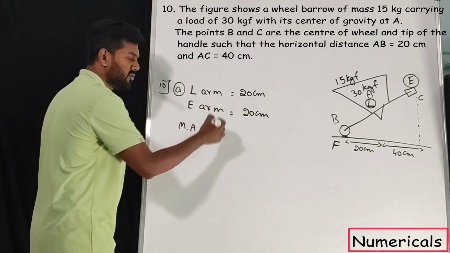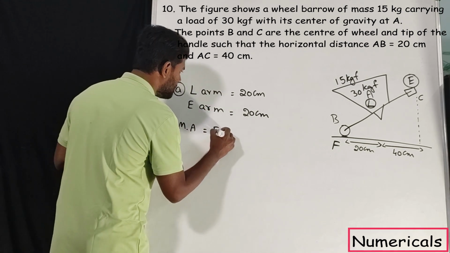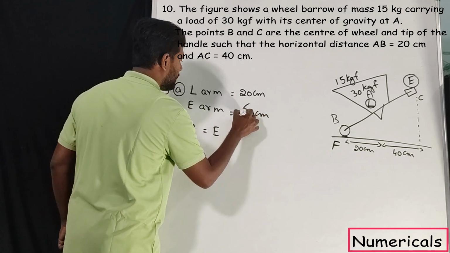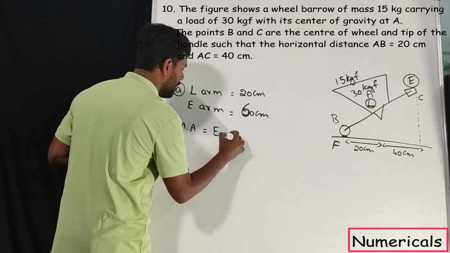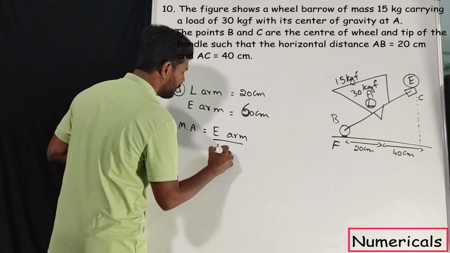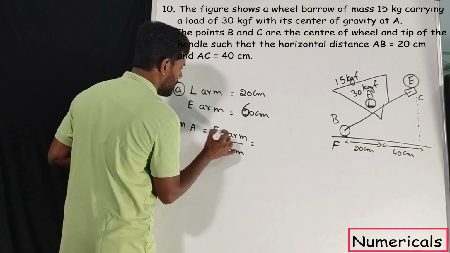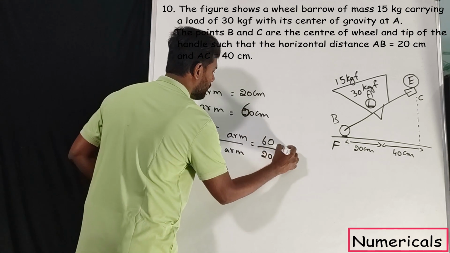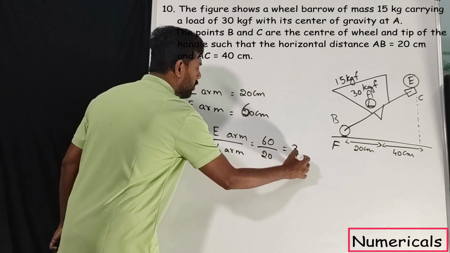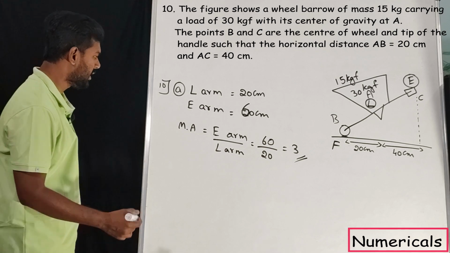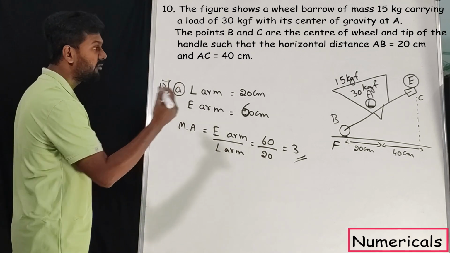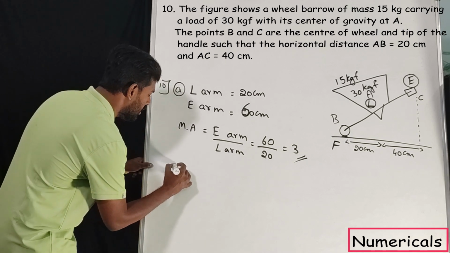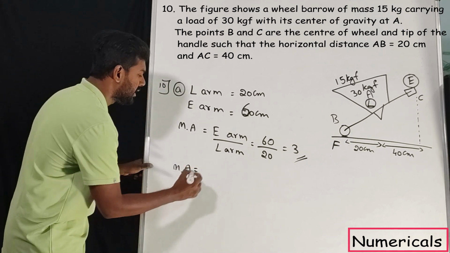That's it. So once you find these two, mechanical advantage is equal to effort arm by load arm. Effort arm is 20 plus 40, that is 60, load arm is 20, so that is 3. No unit for mechanical advantage. Then they are asking for effort, minimum effort required to carry this load. Okay, what is the another formula for mechanical advantage?